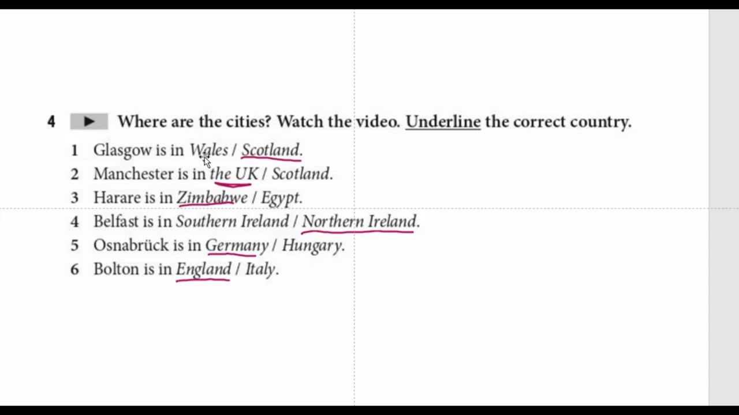Glasgow is in Wales o Scotland. ¿Dónde está Glasgow? Okay. Manchester is in the UK o Scotland. Okay. Harare is in Zimbabwe o Egypt. Belfast is in Southern Ireland o Northern Ireland. Belfast. Osnabrück is in Germany or Hungary. Bolton is in England or Italy. Entonces, lo que está underlined, lo que está subrayado, esa es la respuesta.